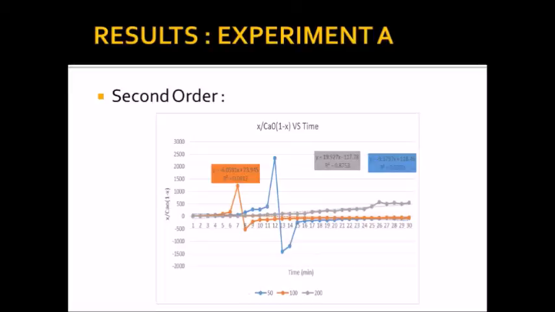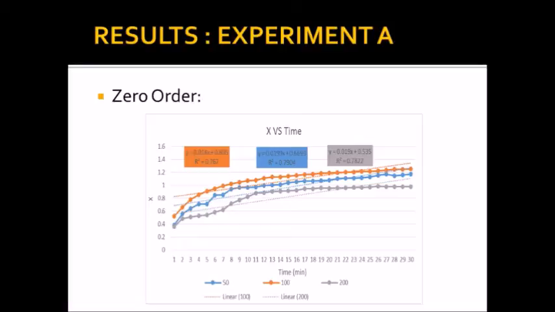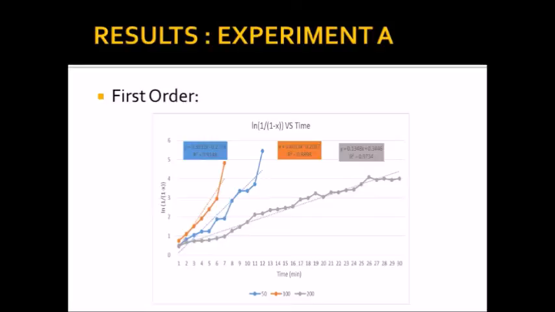For the zero order graph, the graph is between concentration versus time. The graphs for 50 RPM, 100 RPM, and 200 RPM at the first minute are increasing, and when it reached 12 minutes, it is also increasing but slightly constant. The first order graph is between ln 1 over (1 minus X) versus time. For 50 RPM, the graph is increasing. For 100 RPM, the graph is also increasing. And for 200 RPM, it is increasing, and after 30 minutes, it reached a linear graph.